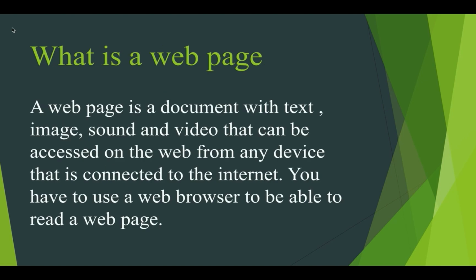The first objective, what is a web page? Students, a web page is a document with text, images, sound, and videos that can be accessed on the web from any device that is connected to the internet. You have to use a web browser to be able to read a web page.